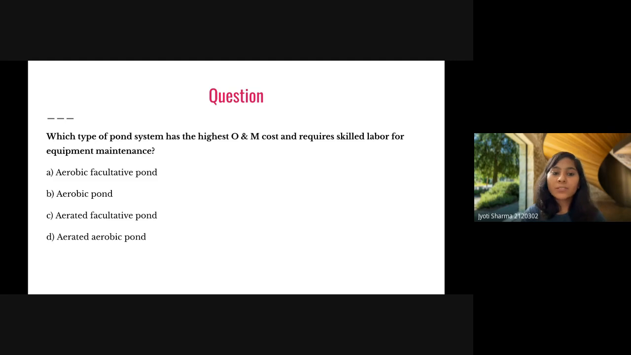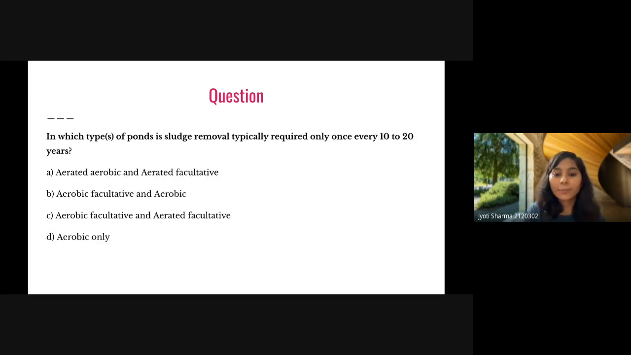Which type of pond system has the highest O&M cost and requires skilled labor for equipment maintenance? So this will be the aerated aerobic pond. First it should be the aerobic pond, then we have to put more oxygen into that, so we have to make it an aerated pond. To make that, the cost will be very high. So that's why D is the right answer.